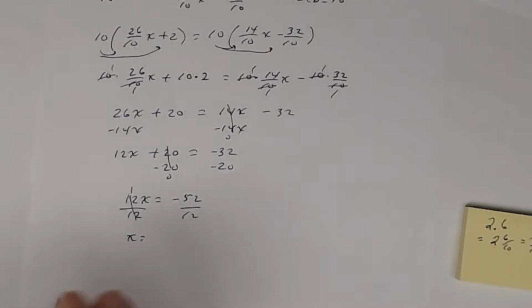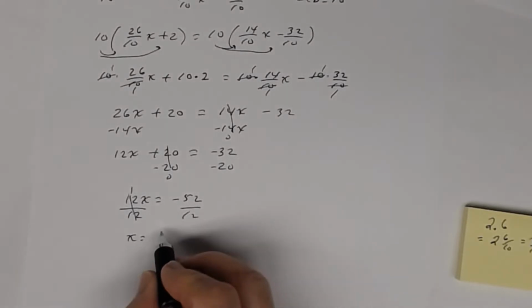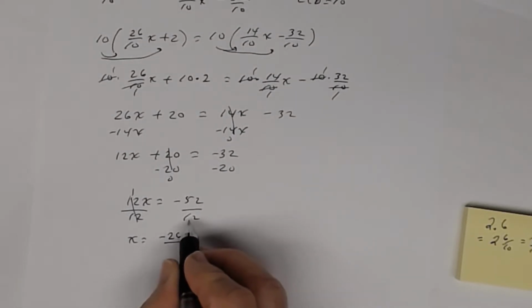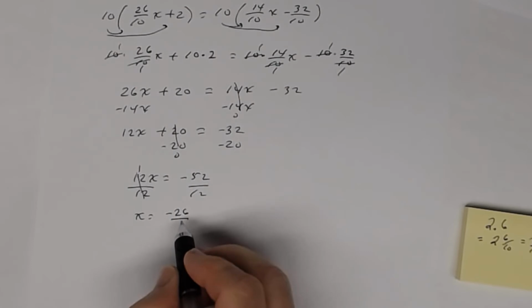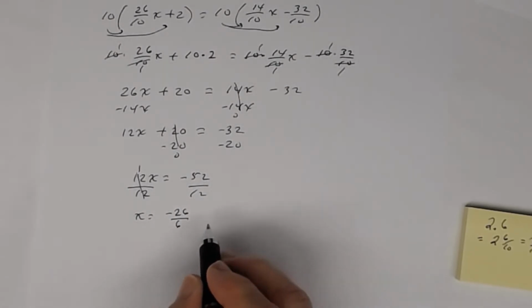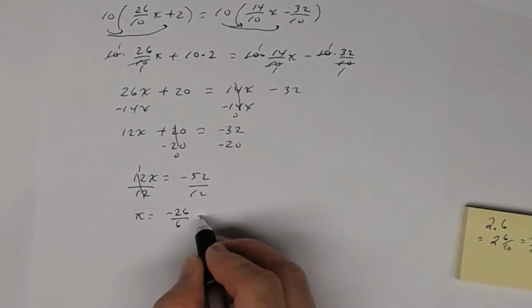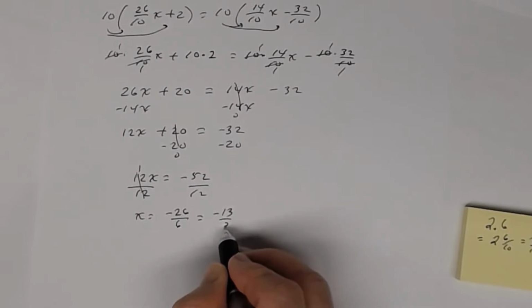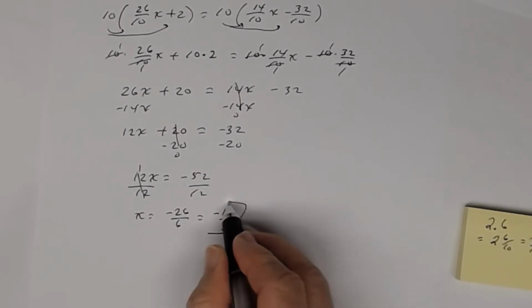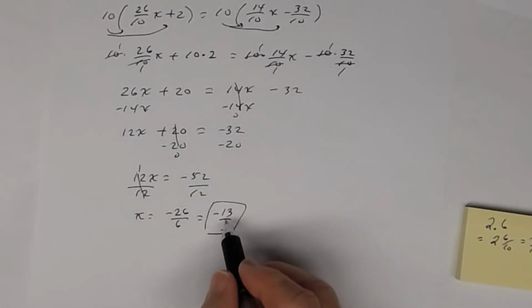So 52 divided by 2 will give us 26. So that's a negative 26. And 12 divided by 2 is 6. I can reduce this further. They're both divisible by 2. They'll be negative 13 thirds. And that's it. So there's your answer. So this is reduced form.